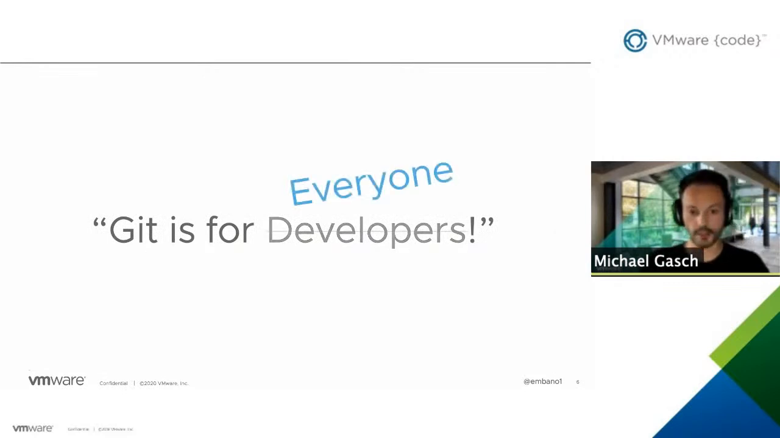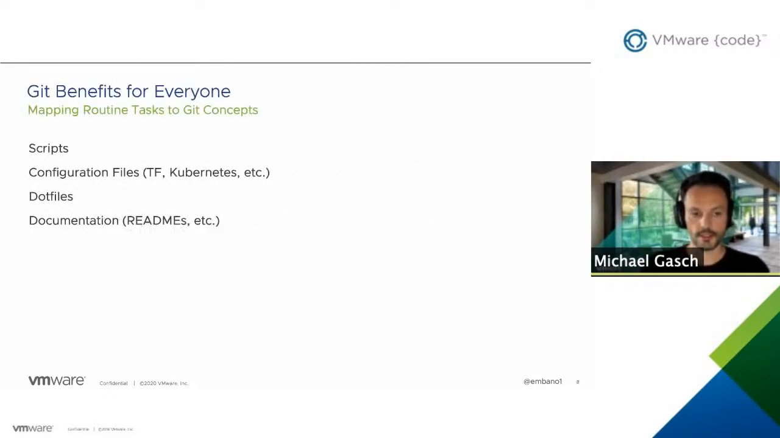So, what I think Git should be for everyone, and I want to give you a couple of reasons why, even if you're a non-developer, like your daily job is not writing software or code, even for your work as an administrator, operator, or whatever role you're working in, Git can be useful as well. Let's assume you have daily tasks or routines where you maybe have some scripts to perform automation or tasks, or you deal with configuration files to configure, I don't know, Terraform resources or Kubernetes clusters or other environments.